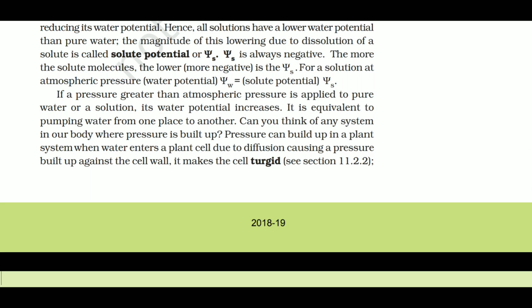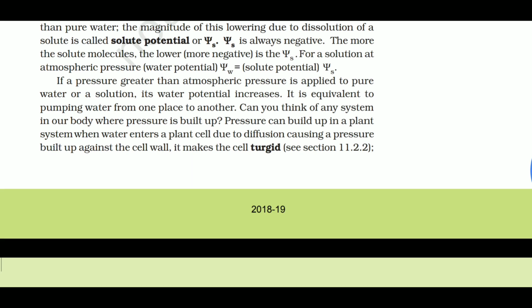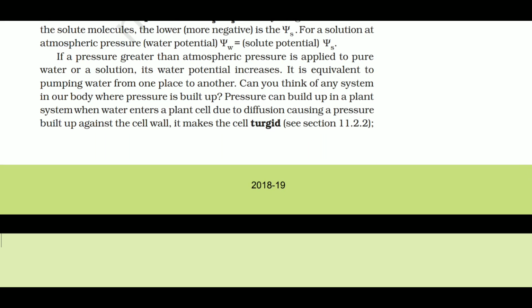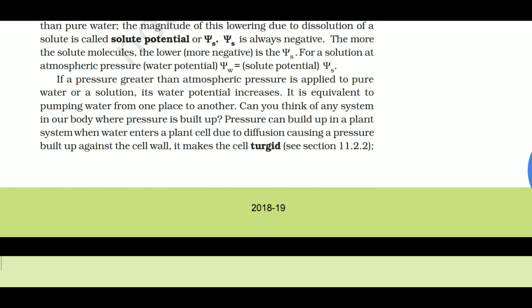The magnitude of this lowering due to the dissolution of solute is what we call solute potential, or psi s. Psi s is always negative. The more the solute molecules, the more negative psi s will be. For a solution at atmospheric pressure, water potential is equal to solute potential. This point is very important: psi w is equal to psi s at atmospheric pressure.